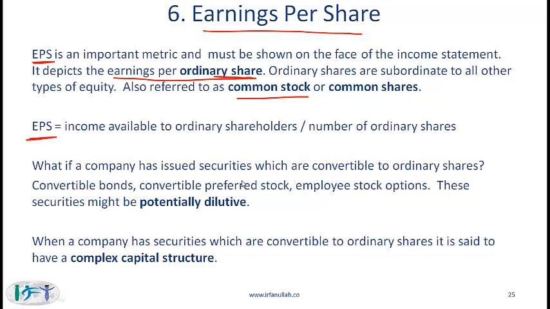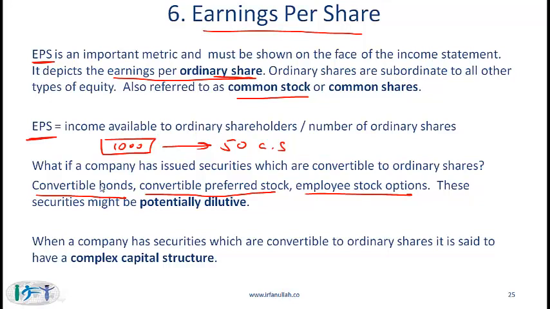What if a company has issued securities which are convertible to ordinary shares? Examples of such securities would be convertible bonds. So if a company has issued a bond with a par value of 1,000, and let's say that this bond is convertible into 50 common shares. This is called a convertible bond, or a company might issue a convertible preferred stock. Employee stock options are also options which can be exercised by employees, and then the company has to issue new shares.